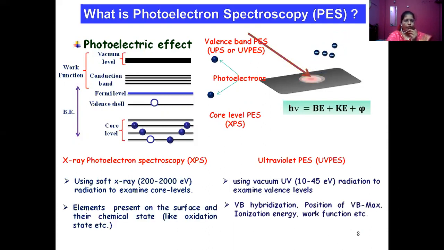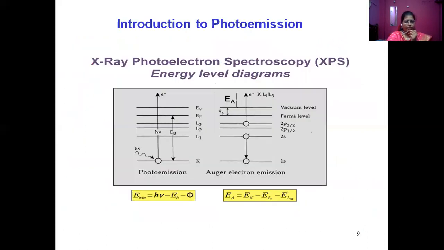In the case of XPS, the elements present on the surface and their chemical state, like oxidation state, can be studied. But in the case of UPS, the valence band hybridization, position of valence band maximum, ionization energy and work function can be studied. So, introduction to photoemission.